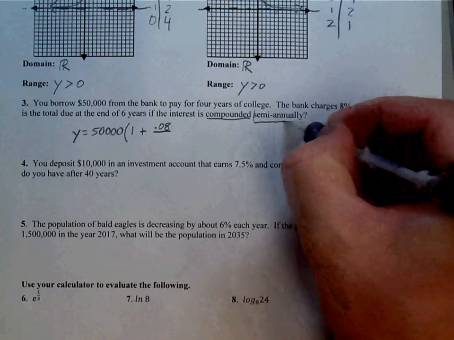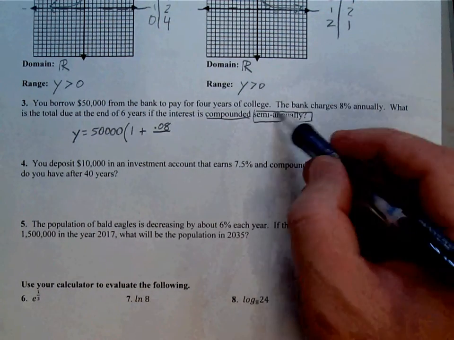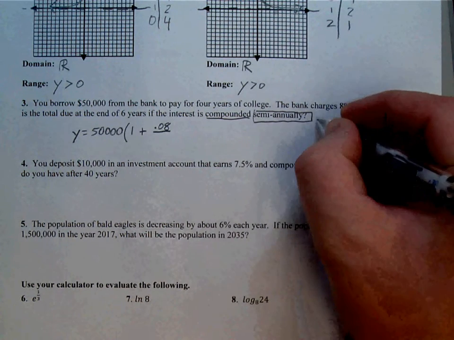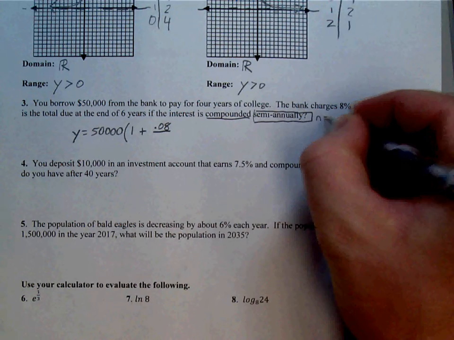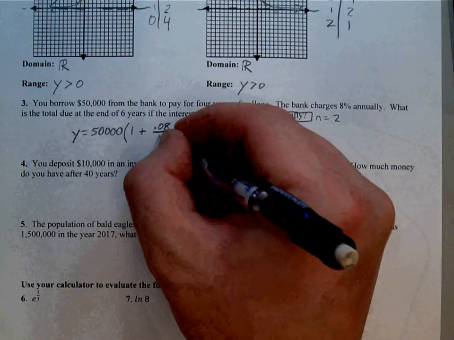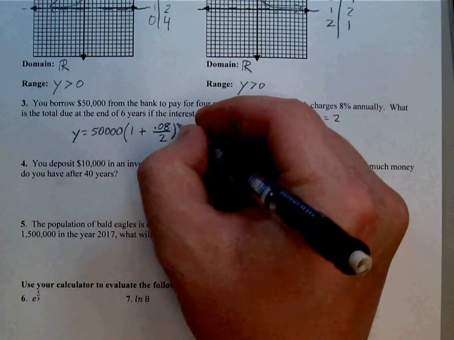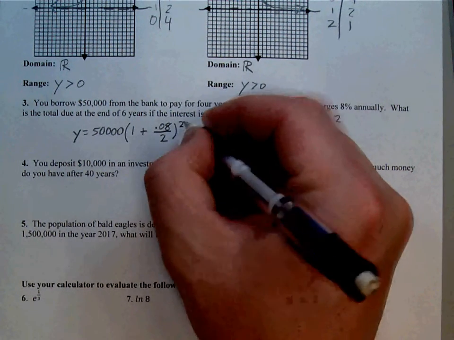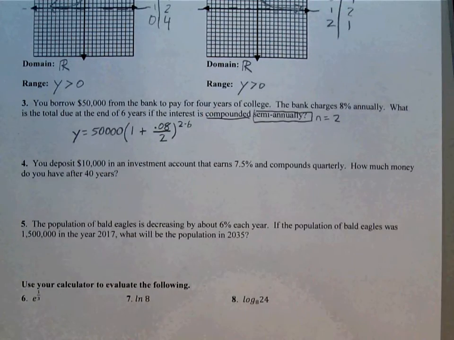And then that rate is divided by how many times you're getting interest in a year. It says semi-annually. Semi means half, like semicircle is half a circle. Semi-annual means half a year. So how many times does half a year happen in a year? Well, it happens twice. So we're using an n value of 2. The formula also says to put that n value in the exponent, but then multiply that by the number of years. We're looking at 6 years down the road.